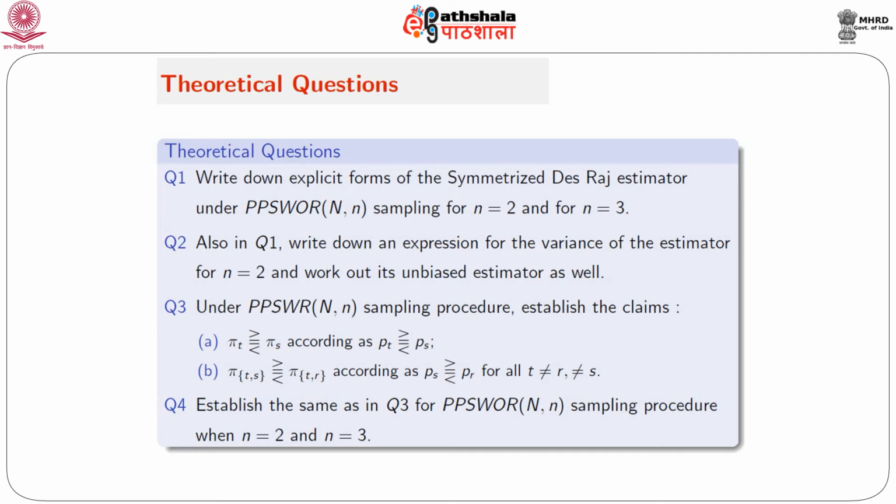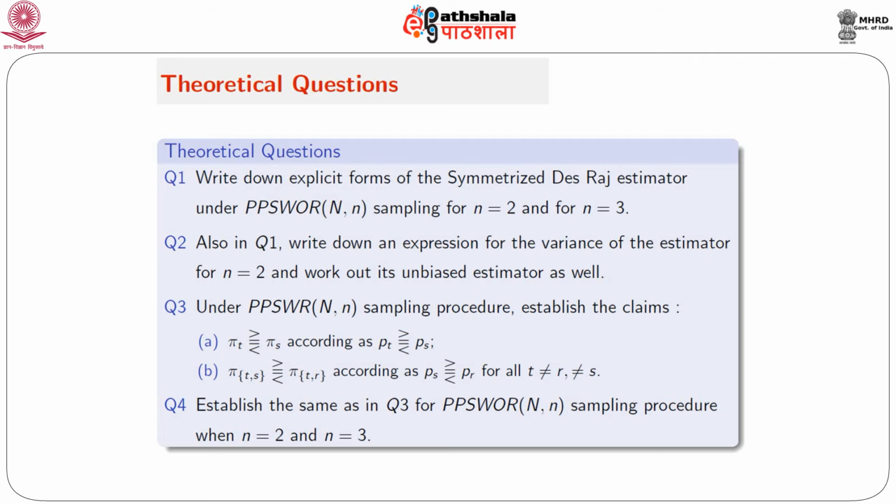So, in this module we have 4 questions. Let me read out question number 1: write down explicit forms of the symmetrized Des Raj estimator under without replacement PPS sampling for small n equal to 2 and small n equal to 3. These are straightforward problems. For small n equal to 2, if I call the sample t, s, then the Des Raj estimator will be one based on t, s, another based on s, t, and we have to do the symmetrization by using Murthy's formula.